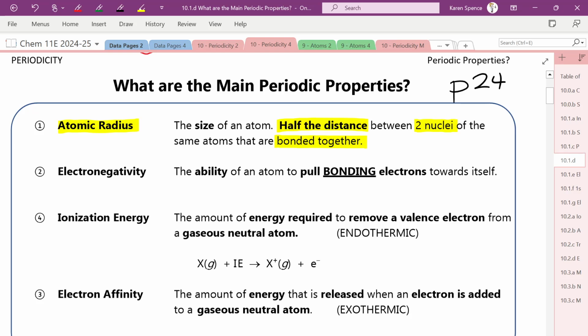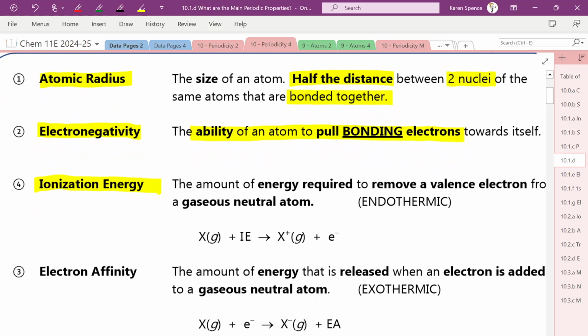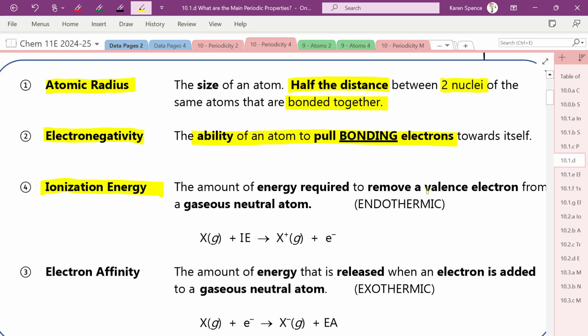Electronegativity, we've already talked about electronegativity, so hopefully this should be a little bit reviewy, if not completely. Electronegativity is the ability to pull bonding electrons towards itself. Okay? So it's all to do with bonding. Ionization energy is the amount of energy required to remove a valence electron from a gaseous neutral atom.